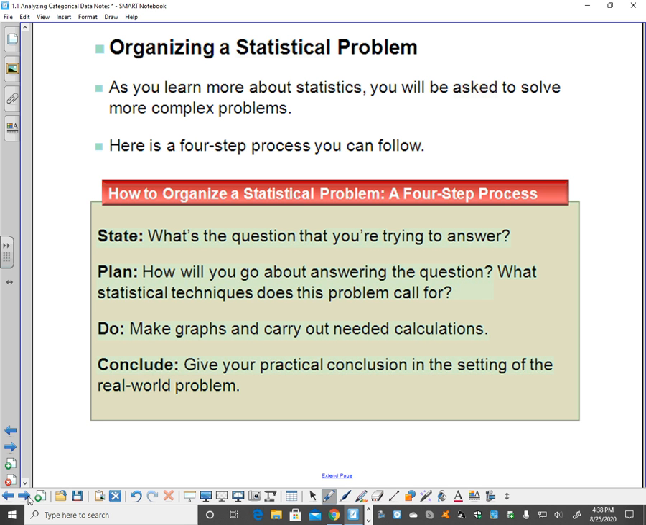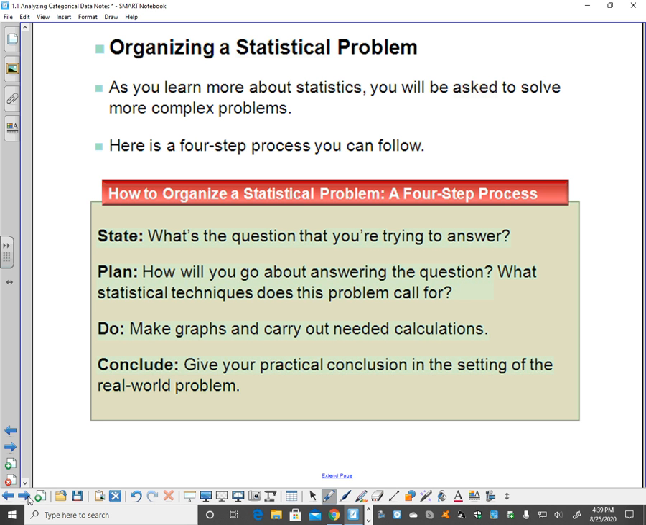Organizing a statistical problem. As you learn more about statistics, you will be asked to solve more complex problems. Here's a 4-step process you can follow. I don't necessarily need you to write, state, plan, do, conclude. I just need you to start thinking in terms of that because when you do an FRQ, that's what you're going to write. You're going to put your Captain Obvious hat on and you're going to state what is the question you're trying to answer.